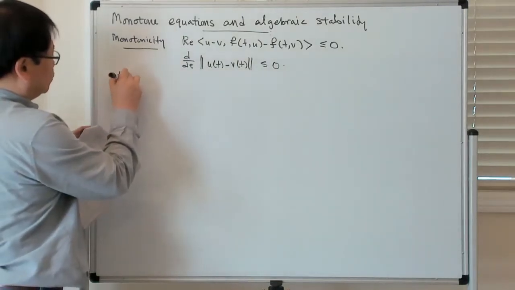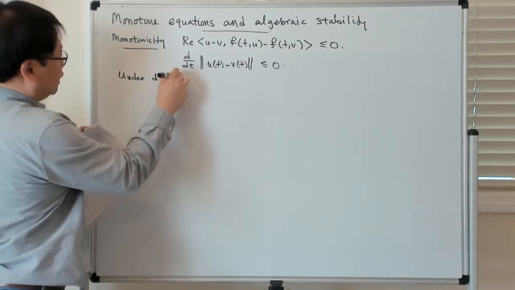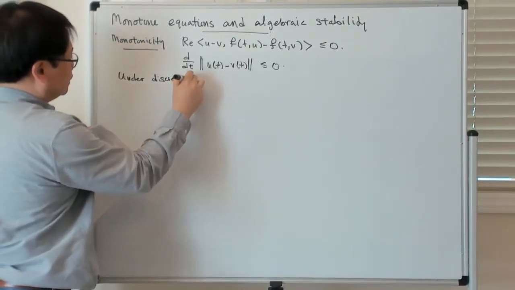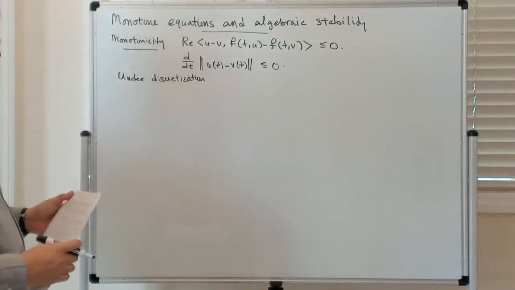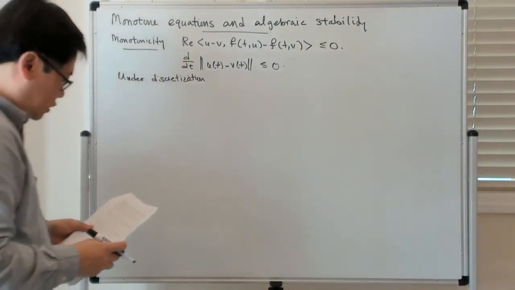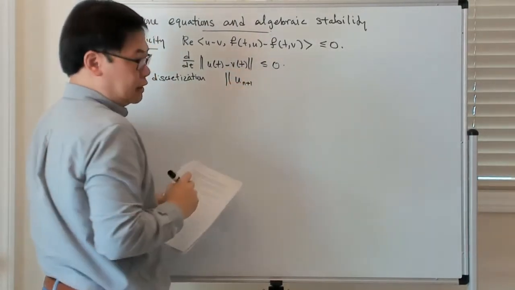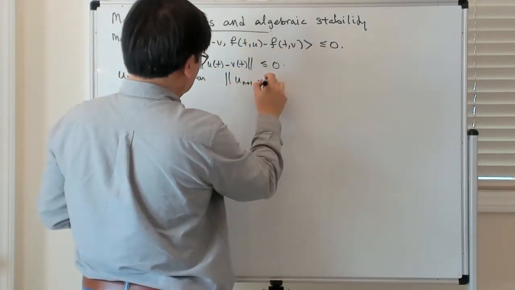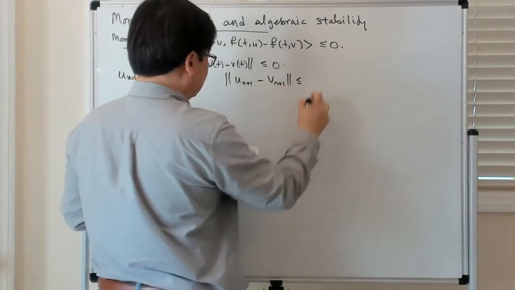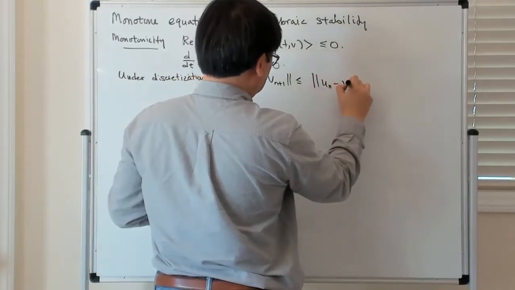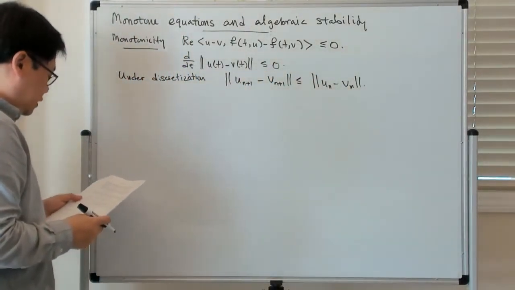Okay, so let's consider what the analog of this is under discretization. The analog of the norm-nonincreasing property, of course, would be that if you have u at, say, time step n plus 1 minus v at time step n plus 1, this is less than or equal to un minus vn, right? So that's the kind of condition which you're hoping for, all right?